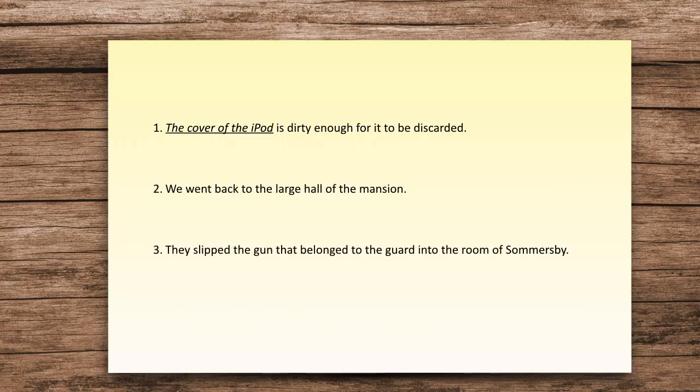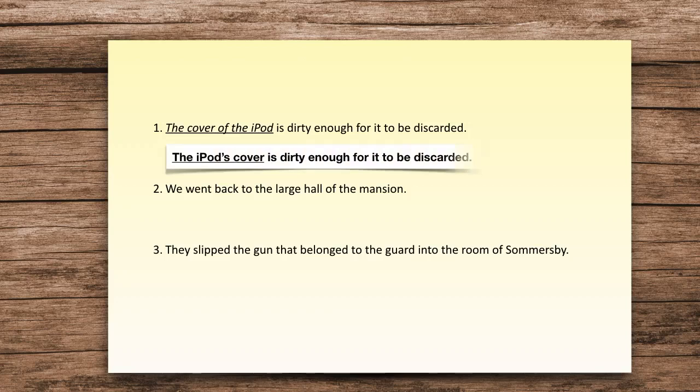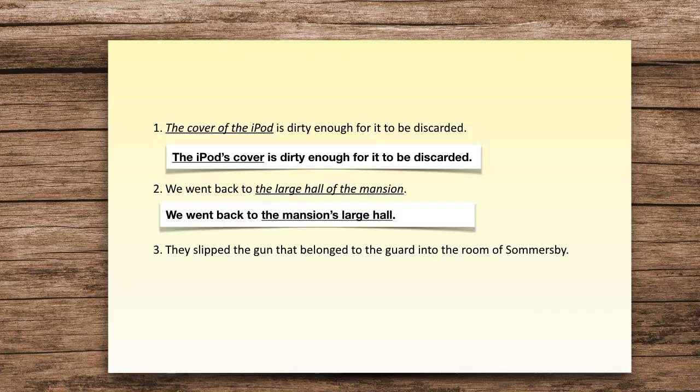Okay, let's discuss these sentences. The first one is pretty straightforward, the cover of the iPod. So you're talking about a cover that belongs to the iPod. So iPod first, an apostrophe, then an S, then you have the cover, iPod's cover. Pretty straightforward. In the second sentence, we are talking about a large hall of the mansion. So a large hall that sort of belongs to the mansion. So the mansion will come first, then an apostrophe, then an S, and then large hall. Not only the hall, but large hall, because the large hall belongs to the mansion. So the mansion's large hall.